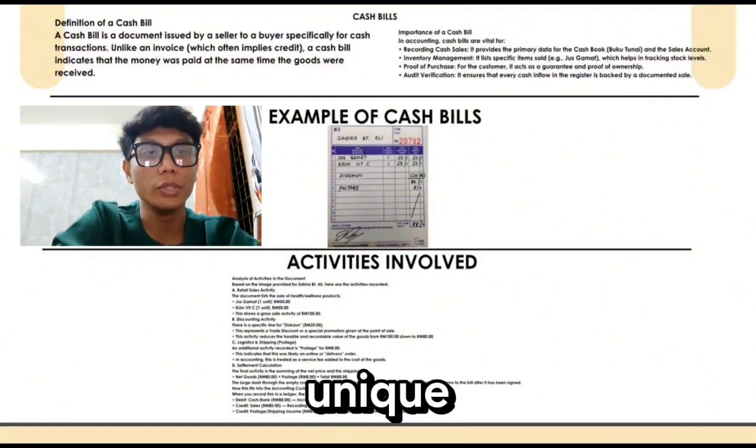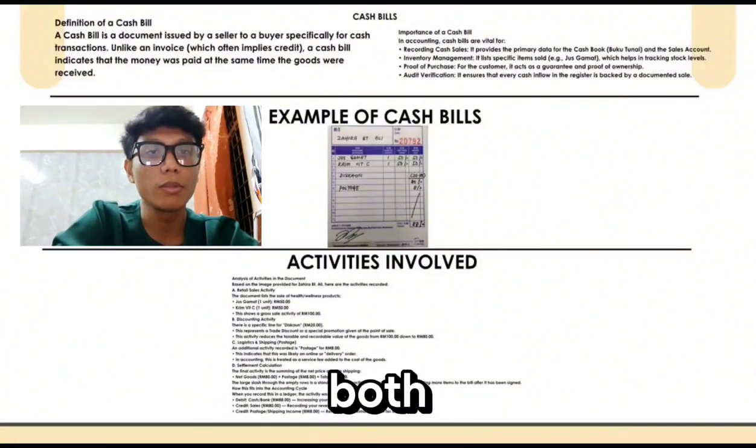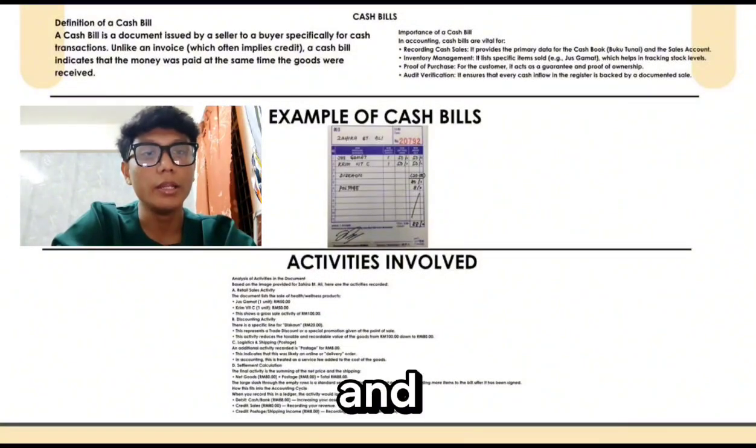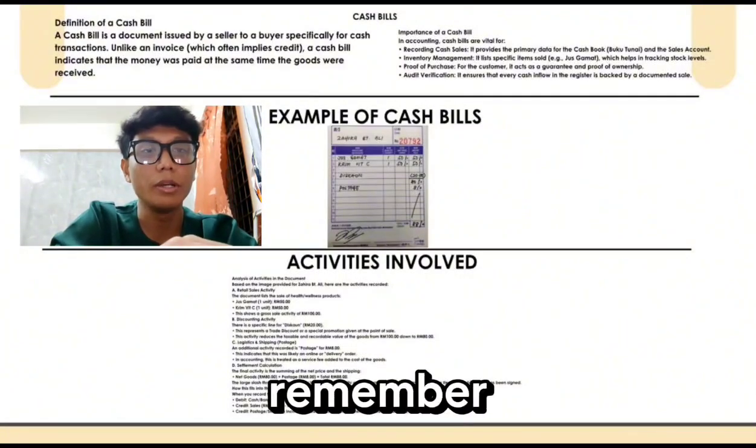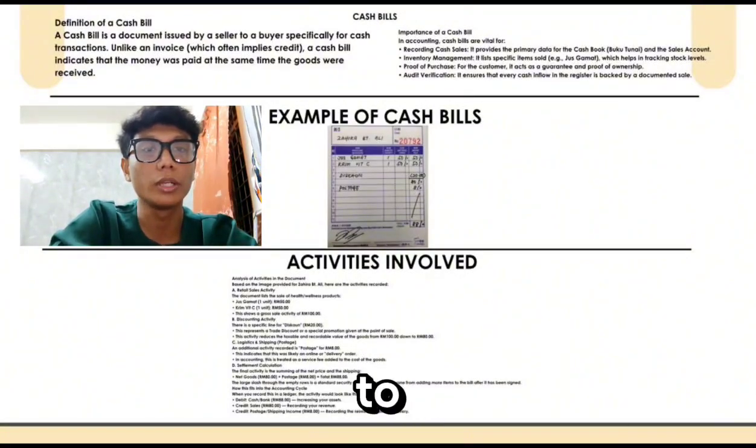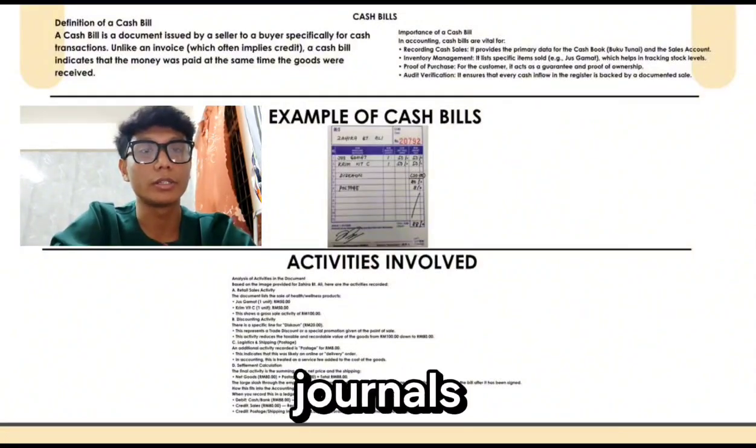This document is unique because it serves as both the request for money and the proof of payment at the same time. In your accounting exercise, remember, cash bill always goes straight to the cash book, never the credit journals.